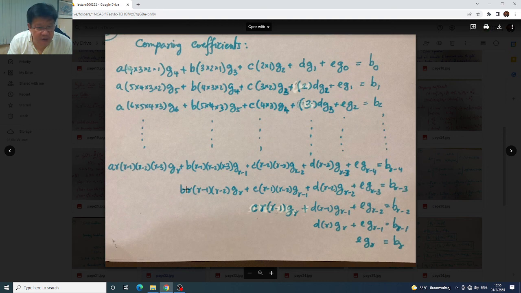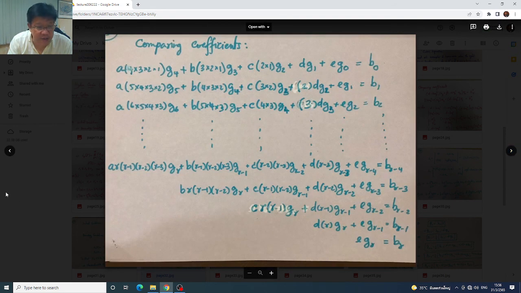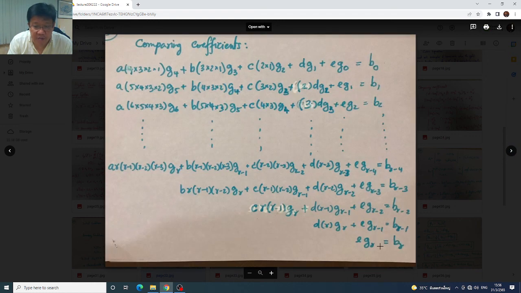So when you go to R minus 3, the fourth order is no more. You go to R minus 2, the third order is no more. The first order is no more. And you end up with the last one, BR here. At BR, you can see that the first order, second order, third order, fourth order have all vanished because they don't have anything multiplied by T to the R. Only the zero order is here, and you know that the zero order is multiplied by E. So the last equation is E times G sub R equal to B sub R. So this one has to be equal.